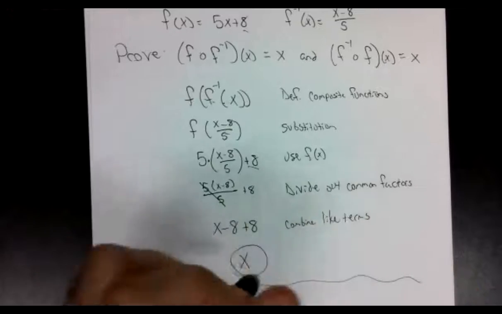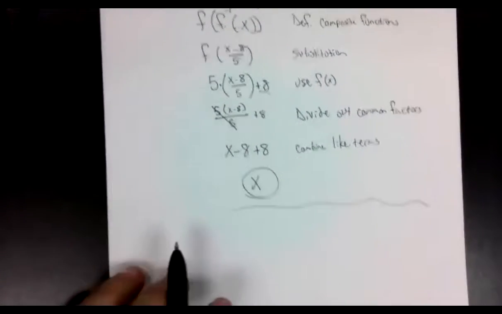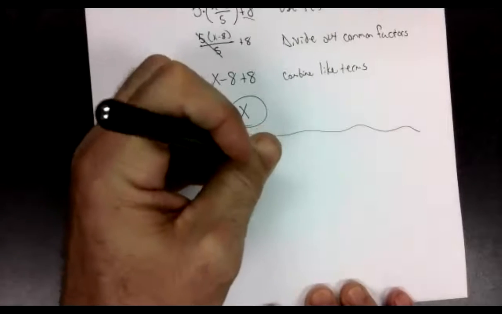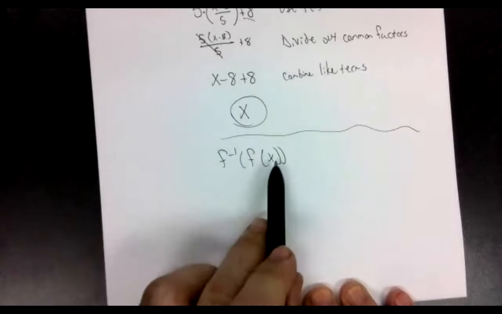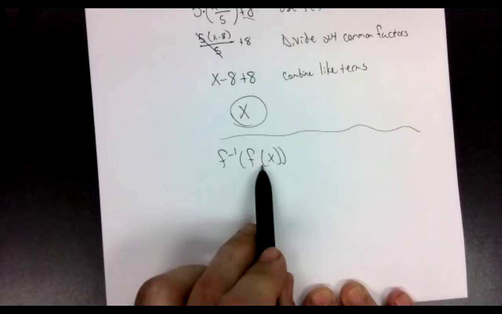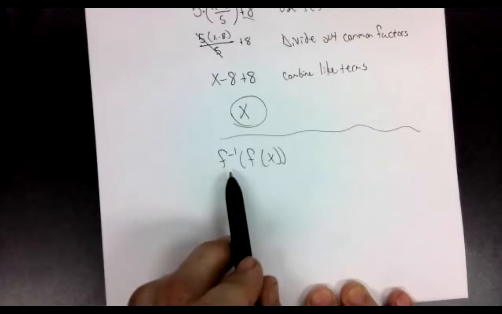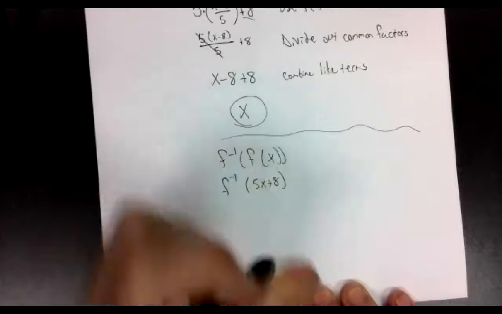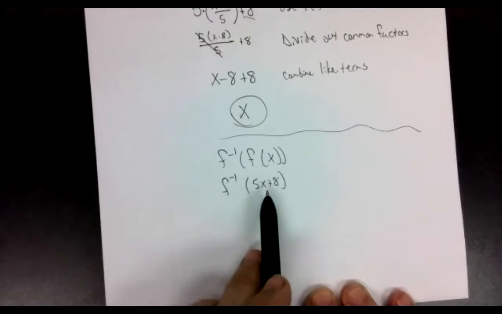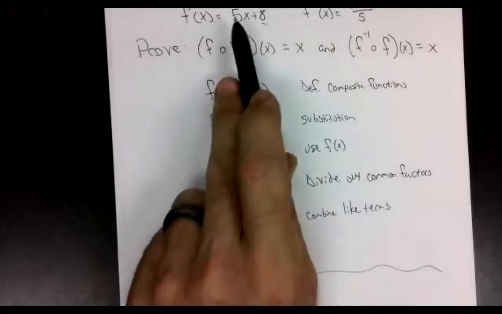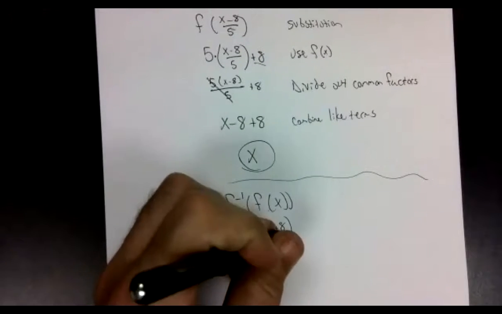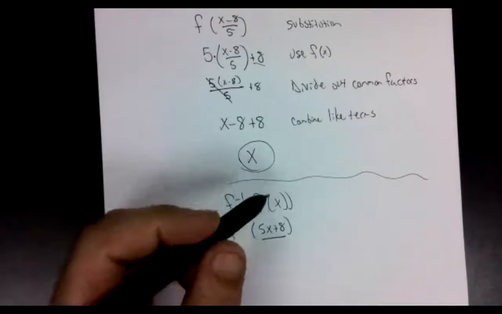Now you got to do the same thing for the other composite function as well. So that's going to look a lot of the same. So again, if we do that composite function, if we plug f of x into the f of negative 1, so basically we just replace f of x with what it is. So that's that 5x plus 8. And then we plug that whole piece into that f to the negative 1 function.